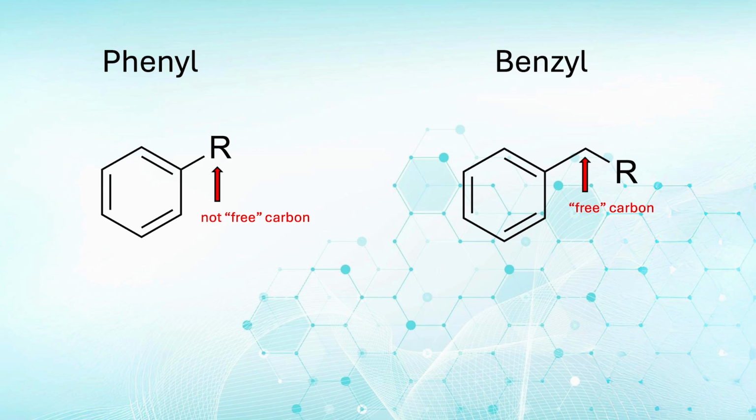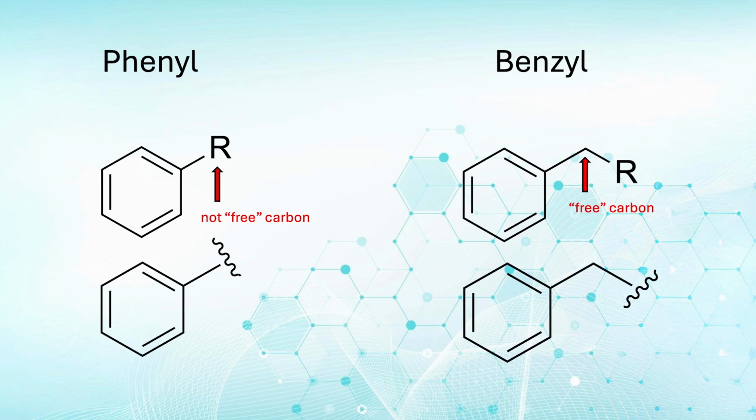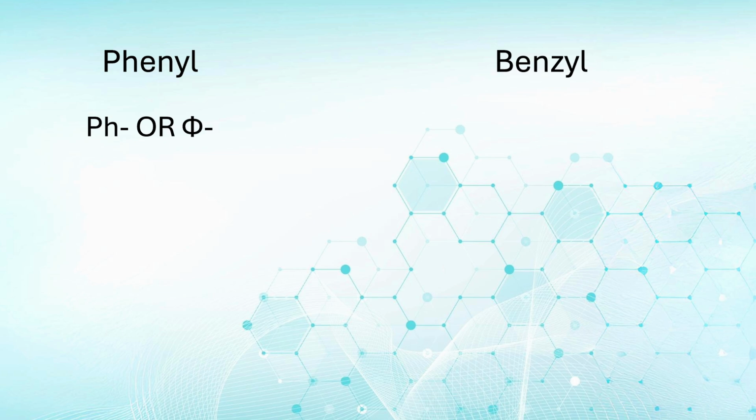We often show these two groups with our squiggly line. Hopefully you can see the difference. A benzyl group has one carbon attached to the benzene ring, while in a phenyl group, the benzene ring doesn't have a carbon before this squiggly line. We also could show the phenyl groups as Ph, or the Greek letter phi, or also C6H5-. We could also show benzyl groups as Bn, or C6H5CH2-.